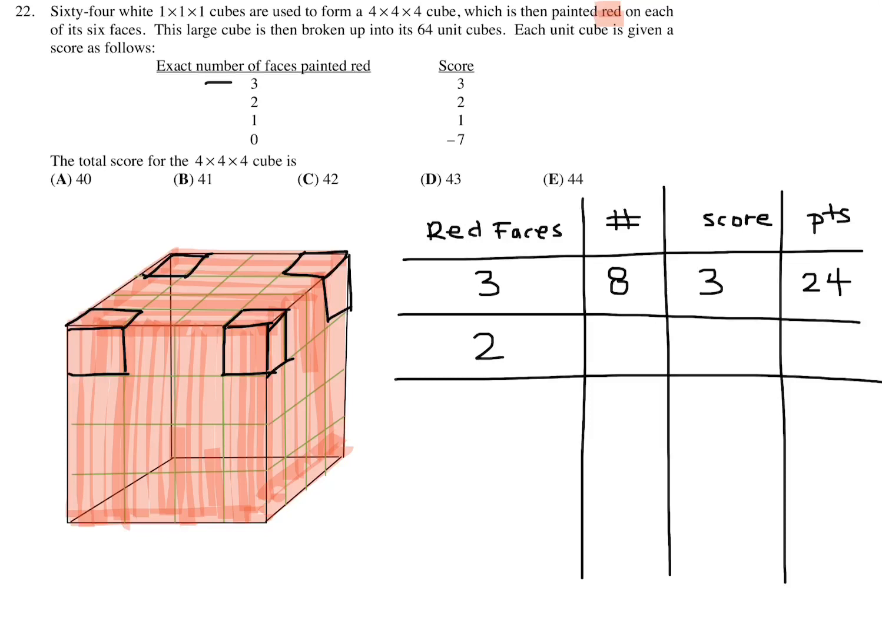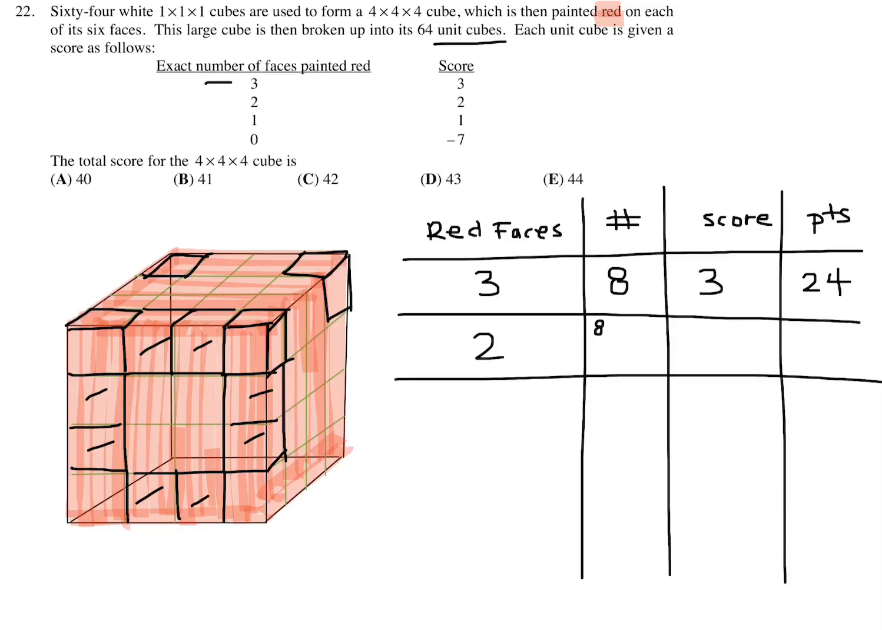How many cubes, unit cubes, have 2 red faces? All right, the 2 are these ones right there. This one here and that one there. And then similarly, you'll have those ones in the middle there as well. And on the sides, there'll be 2 more, and on the bottom, there'll be 2 more. So we'll have 1, 2, 3, 4, 5, 6, 7, 8, like that.